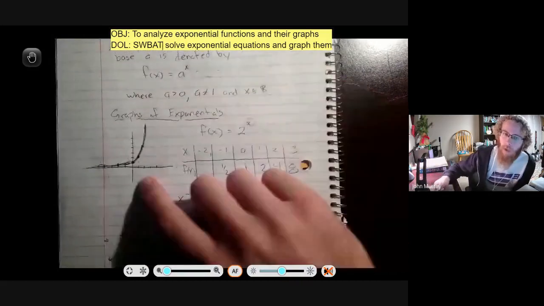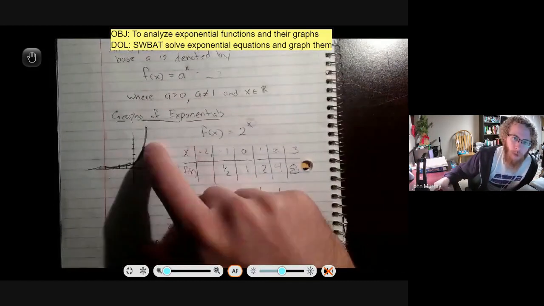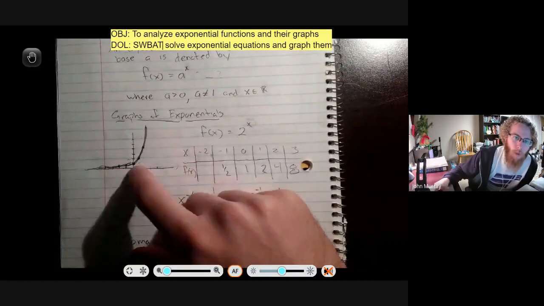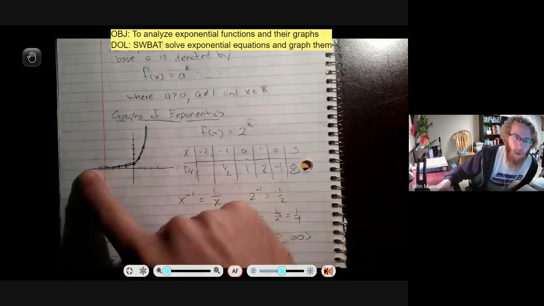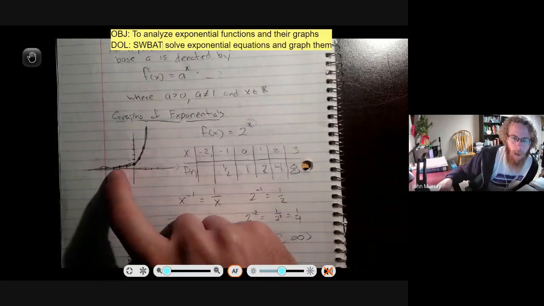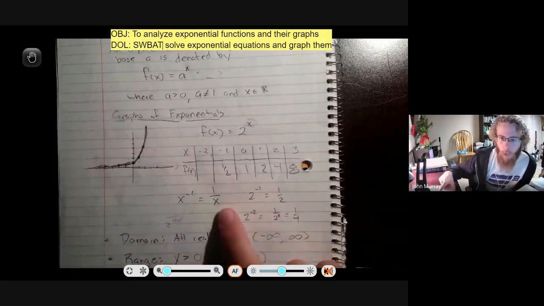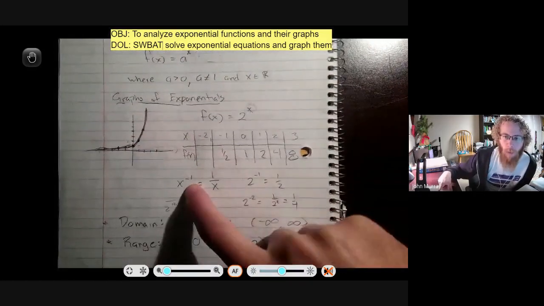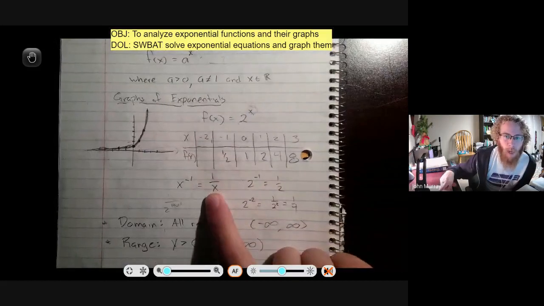So yesterday we took a look at the graph. Here we have an exponential growth graph. Over on the left side, it's very, very small. All these numbers are less than 1, because remember, when we take a negative exponent, that means that we're getting a fraction.